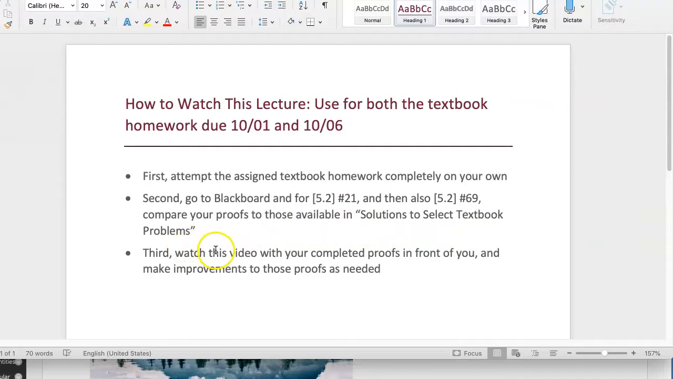Third, you're going to watch this video with your completed proofs in front of you, and you'll make improvements to those proofs as needed. So you'll watch the first part of this video for the homework due 10:01, and then the second part of this video for the homework due 10:06.